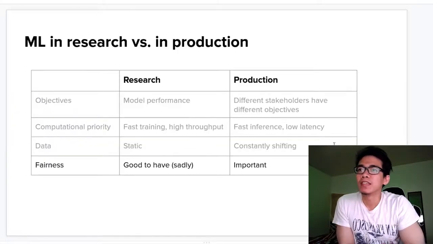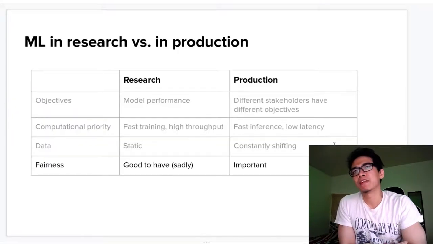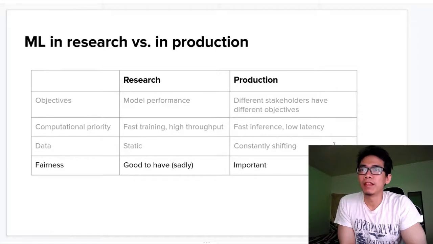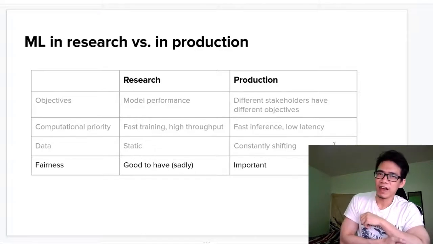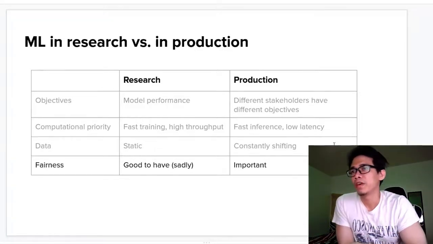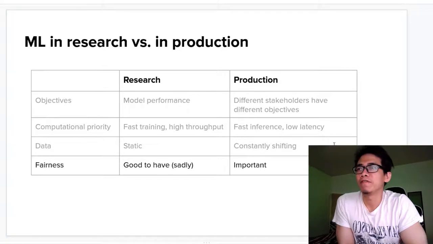The fourth difference is fairness. Fairness is what you have in research and is important in production. Actually, I think today fairness is kind of important in both industry and academia. There was a shift, I think, let's say 5 or 10 years ago. People used to not really care much about fairness in the software industry, or maybe privacy or something like that. But these days, they are hot issues, and there is active research in fairness.